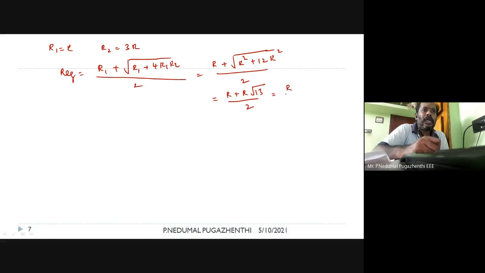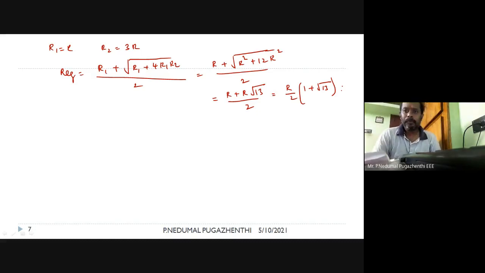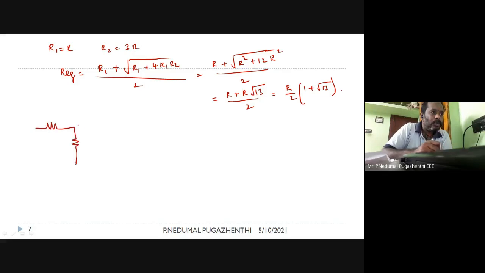Is that right? R by 2, 1 plus square root of 13. Is that okay? Is that okay? Okay, let me provide you a problem which will help you to understand much more about this combination.